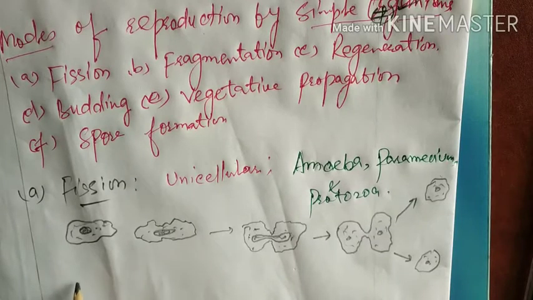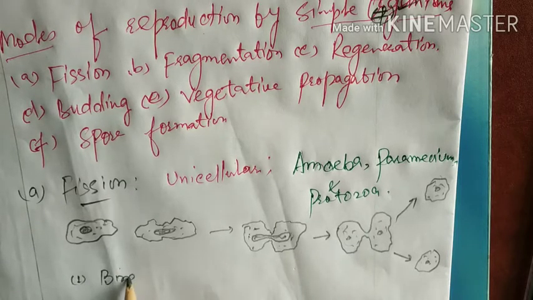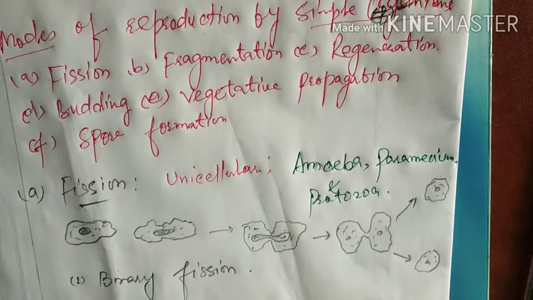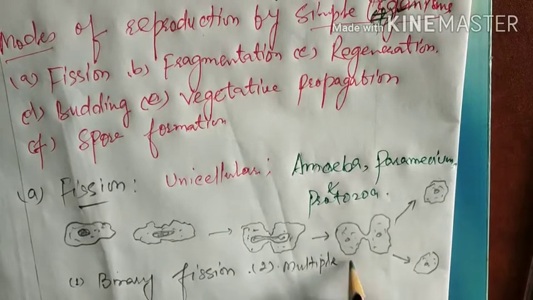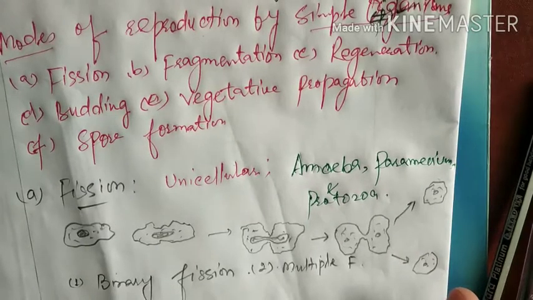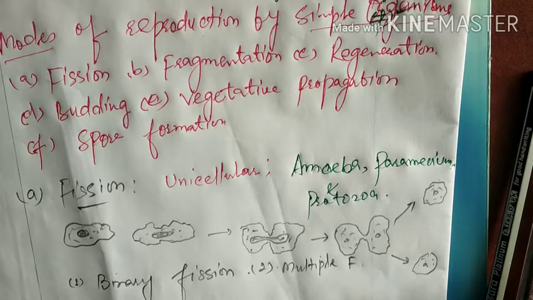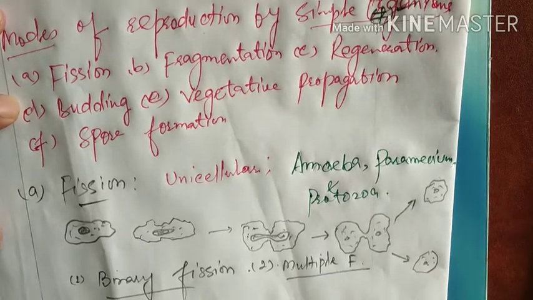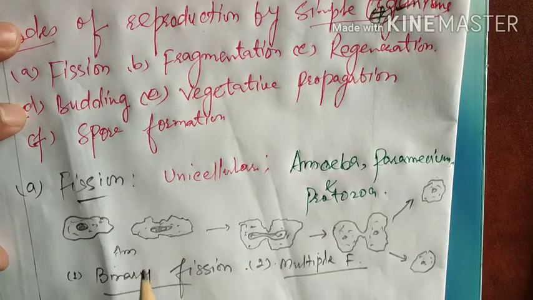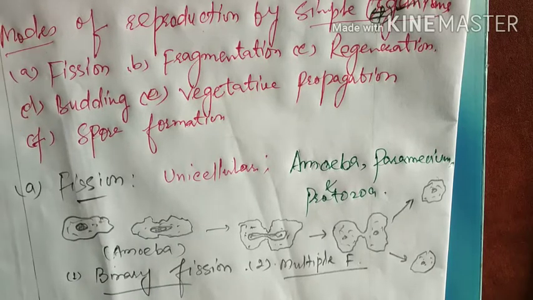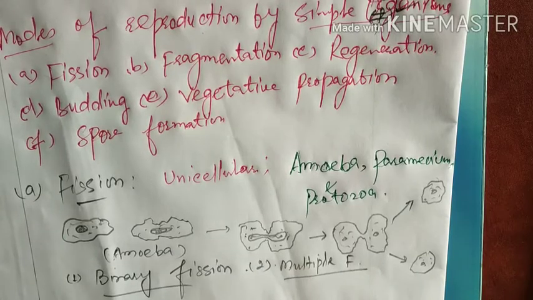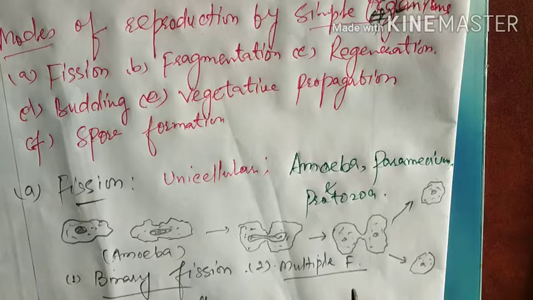Overall, we can say that fission can be discussed under two headings. Number one is binary fission, and number two is multiple fission. Binary fission, we see the example in amoeba, where the cell divides mitotically. Mitotically means the nucleus is divided into two equal nuclei, and the cell divides into two equal cells.